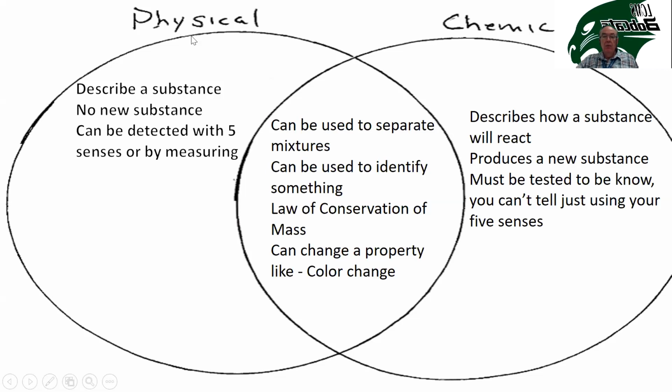Physical properties describe a substance. No new substance is created. They can be detected with our five senses or by measuring. Okay. Chemical properties describe how a substance will react. A chemical property will always produce a new substance.